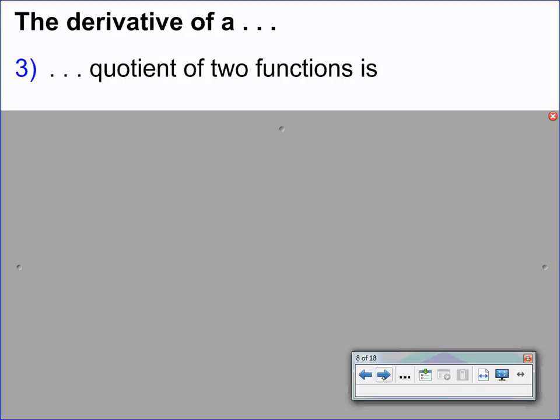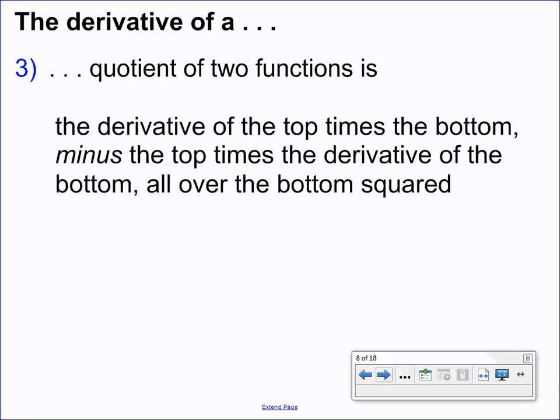Not to be outdone, the derivative of a quotient of two functions is the derivative of the top function times the bottom minus the top function times the derivative of the bottom, all over the bottom squared. You may use numerator for top and denominator for bottom, but you can't use first and second because we don't know what first and second is. So the derivative of the numerator times the denominator minus the numerator times the derivative of the denominator, all over the denominator squared, would be another way to say that.